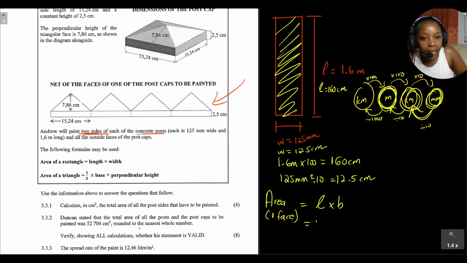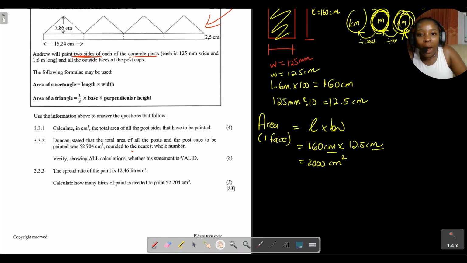What's the length? It's 160 centimeters. Sorry, length times width. What's the width? It's 12.5 centimeters. So 160 multiplied by 12.5 gives us 2,000 centimeters squared. So that's just the area of one face.